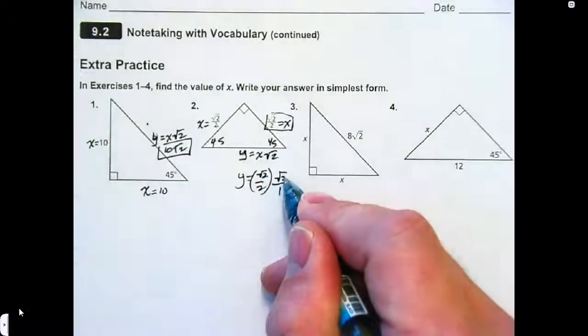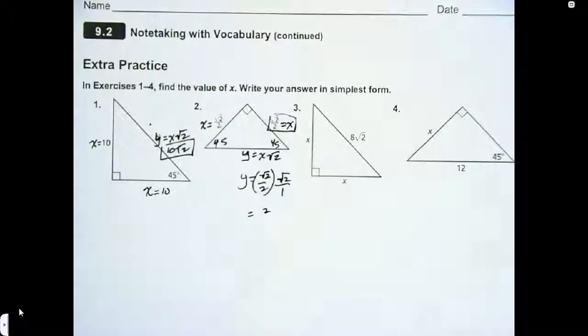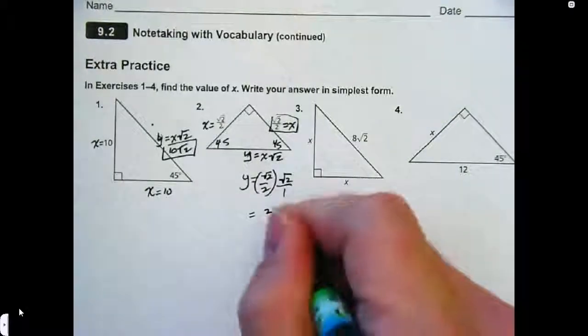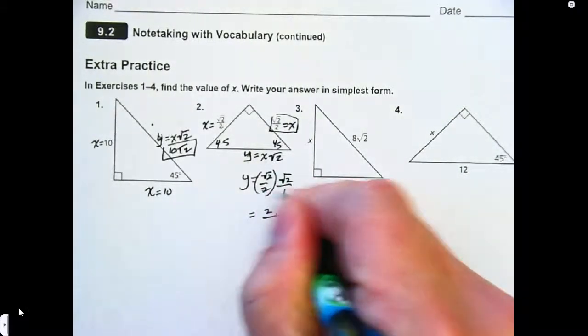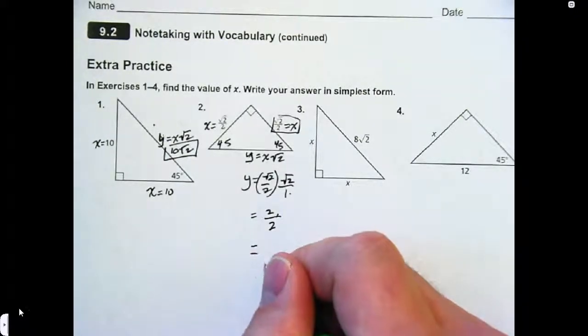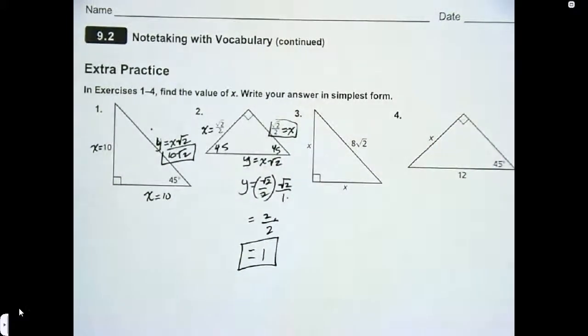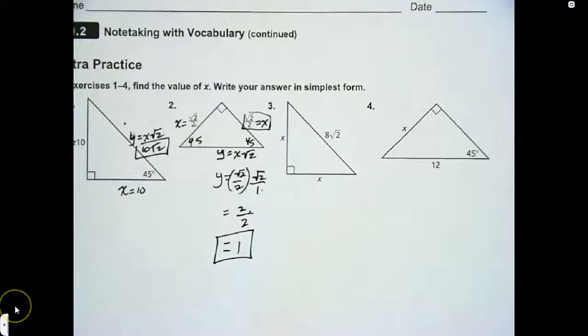What's root 4? Is 2. Ian just got a point for his team. Well done, Ian. Okay. All right, that one's 1. Okay. Go ahead and figure out 3 and 4. Questions? Yeah. You could. Which is 1.